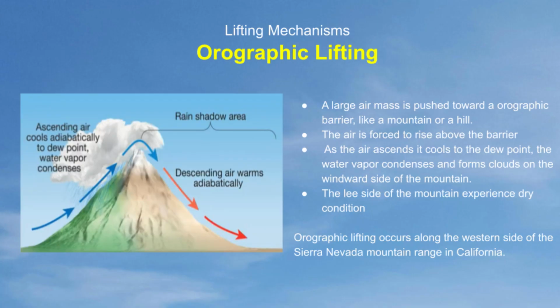A great example of orographic lifting in the US occurs along the western side of the Sierra Nevada mountain range in California. As moist air from the Pacific Ocean moves inland, it is forced to rise over the mountains. As the air ascends, it cools, condenses and forms clouds, leading to precipitation. This process is why the western slopes of the Sierra Nevada experience significant rainfall, while the eastern side lies in the rain shadow and remains much drier.